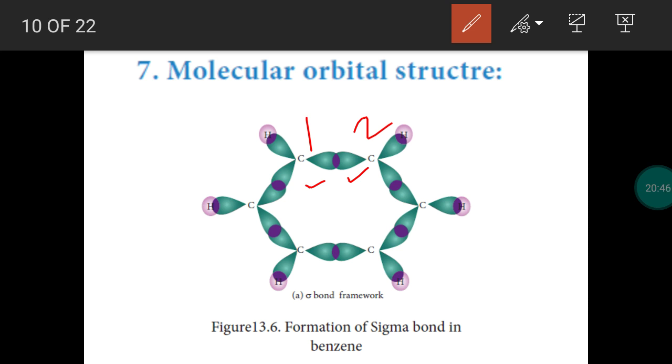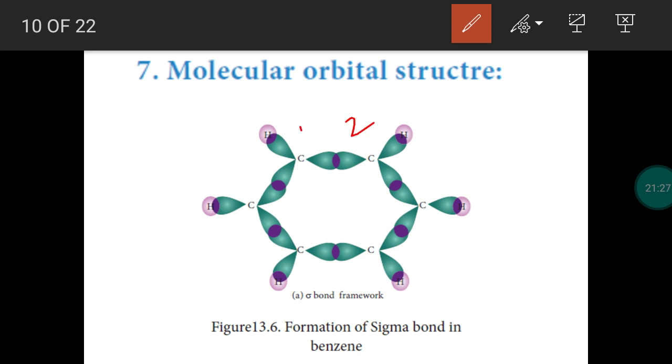You take one more sp2 hybridized orbital of first carbon. It is overlapping with the 1s orbital of a hydrogen. So hydrogen has only one electron in the 1s orbital. Due to this head-on overlapping, one more covalent bond is formed between first carbon and hydrogen. Then the remaining sp2 hybridized orbital of first carbon will overlap with the sp2 hybridized orbital of sixth carbon, and a covalent bond is formed. So with the help of molecular orbital theory, we can easily understand sigma covalent bond formation in benzene.